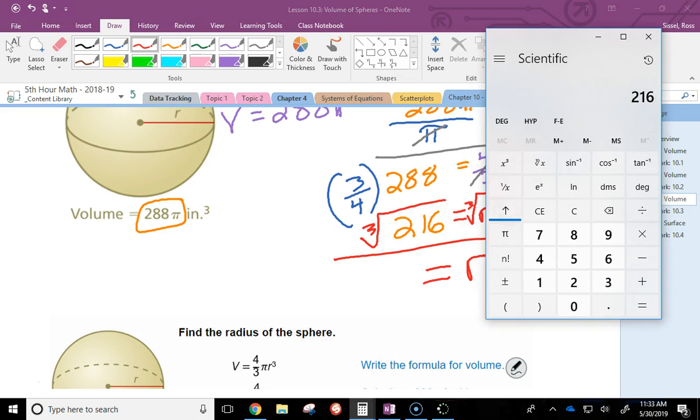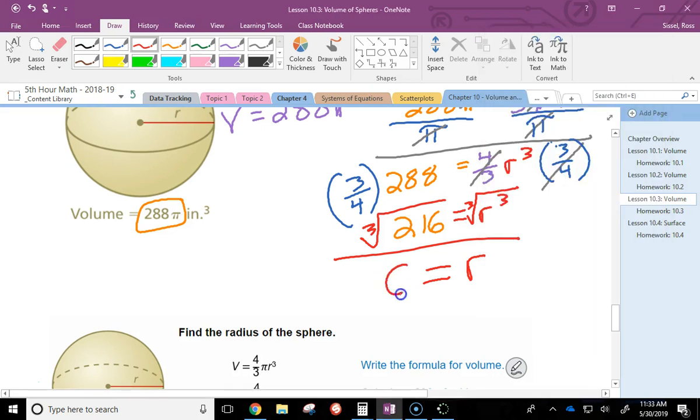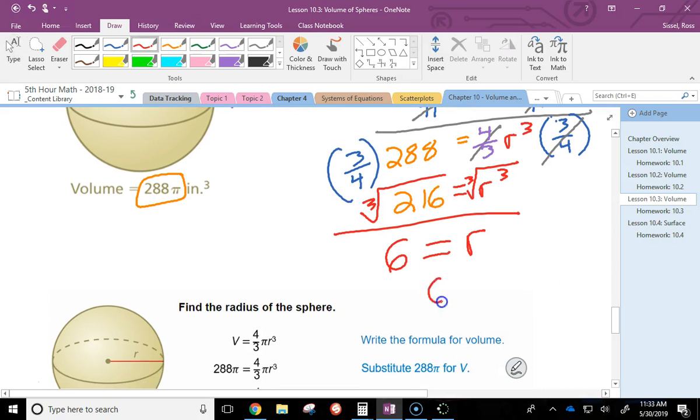On my calculator, I have to shift. I'm going to go to the y root. My calculator said, hey, you're finding the root of this to what power? I'm going to say the third power is 6. 6 times 6 times 6 is 216. So my final answer is my radius was 6 inches.